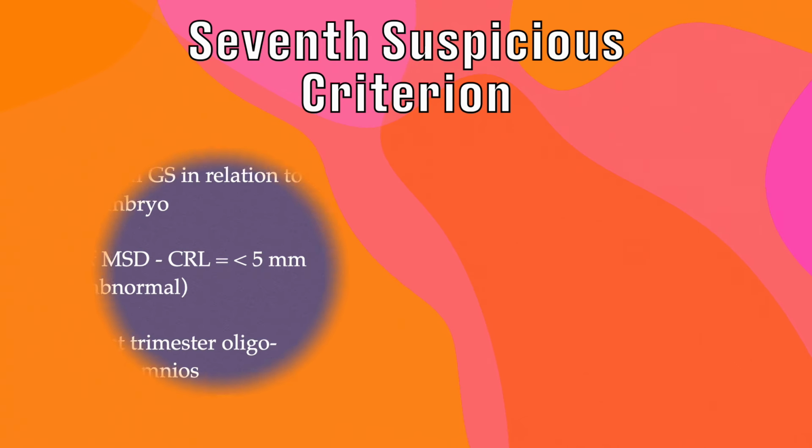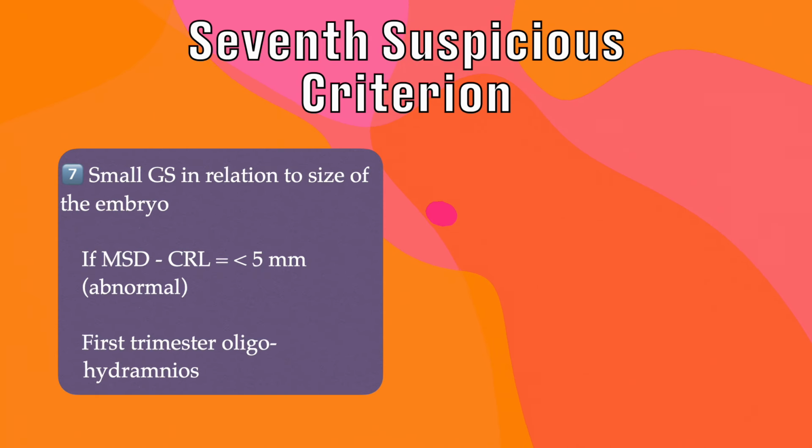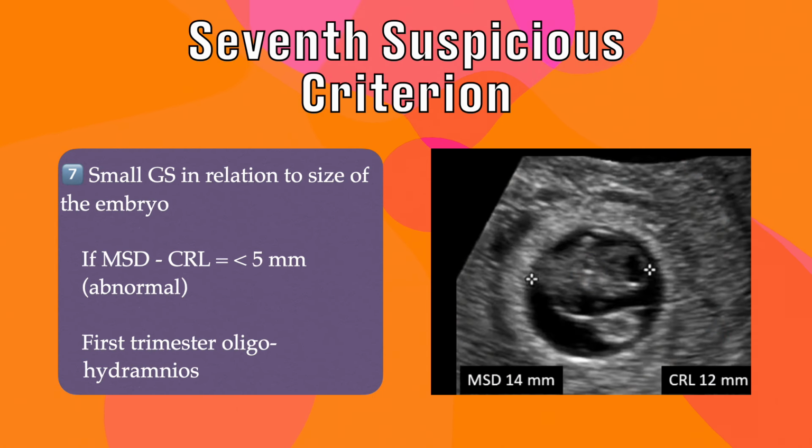The 7th suspicious criterion is a small gestational sac in relationship to the size of the embryo. If the mean sac diameter minus crown rump length is less than 5 millimeters, this is abnormal, and sometimes this is called first trimester oligohydramnios. As you can see on this image, the mean sac diameter is 14 millimeters and crown rump length is 12 millimeters. The difference between the two measures is 2 millimeters. This is abnormal and suspicious for pregnancy failure, and a follow-up ultrasound study is recommended.